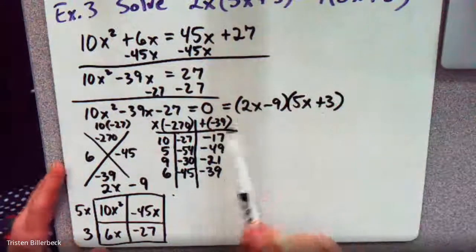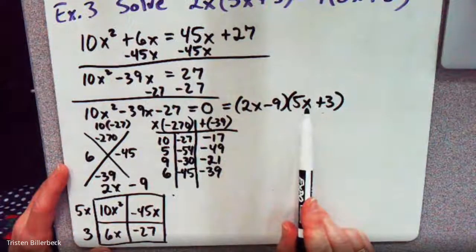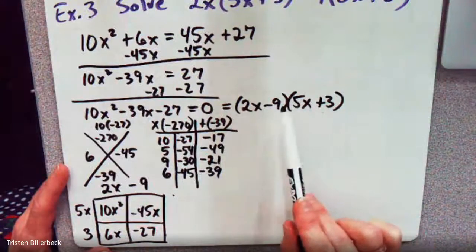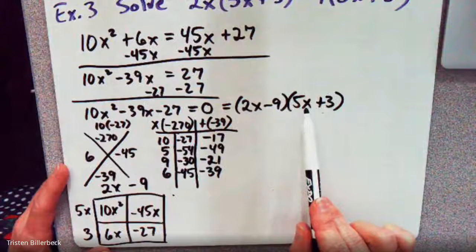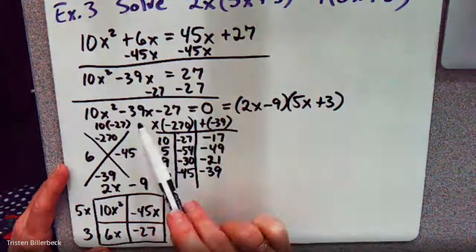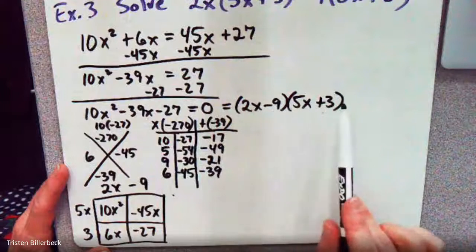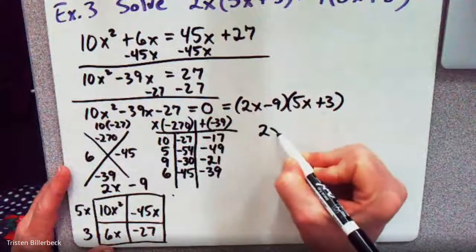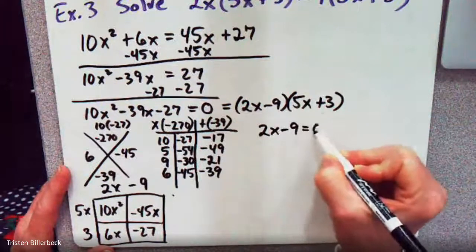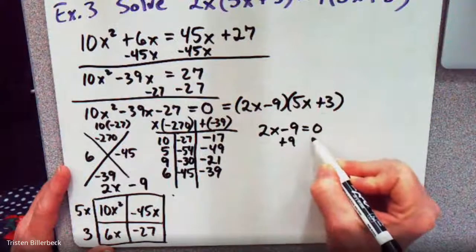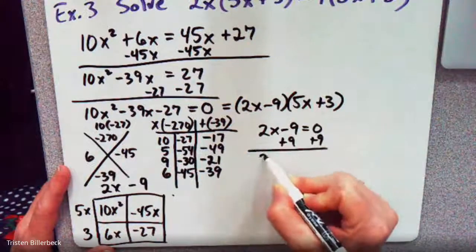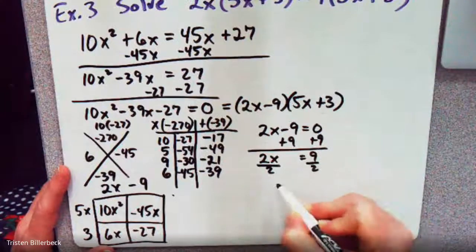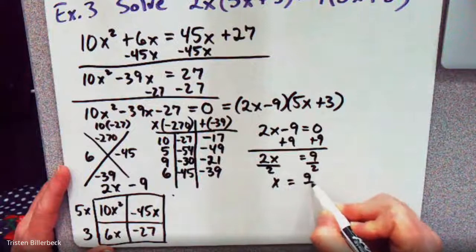Okay, let's double check that. So 2x times 5x is 10x squared. 2x times 3 is 6x, and this is negative 45x. Which added together is negative 39x. And then negative 9 times 3 is negative 27. Okay, so we did it. So this is 2x minus 9 equals 0. Use an additive inverse. And we get 2x equals 9. Use a multiplicative inverse. And we get x equals 9 halves.